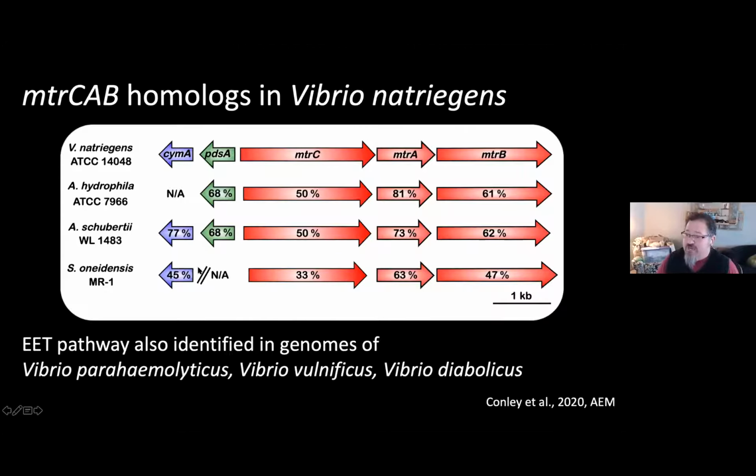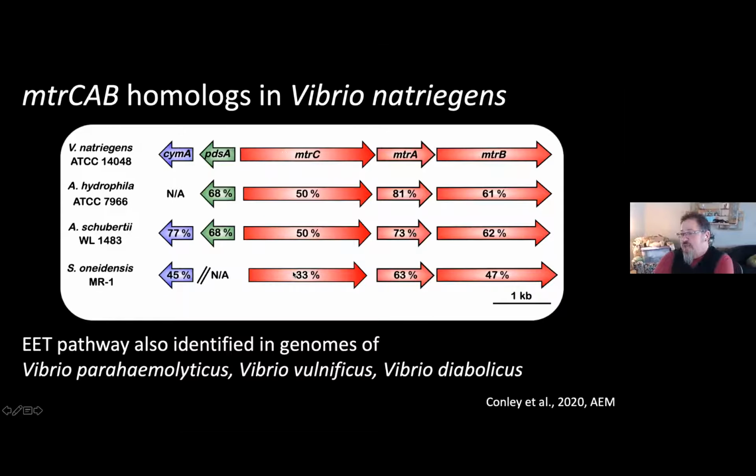So here we have the Shewanella pathway at the bottom, and now we have percent identity. This is back at the Aeromonas one, and now here's Vibrio natriegens up at the top. Or these are percentages of Vibrio natriegens to each of these other ones. So you can see this pathway here. MtrC, A, and B from Vibrio natriegens is pretty similar to the pathway here in Aeromonas, and also fairly similar to Shewanella.